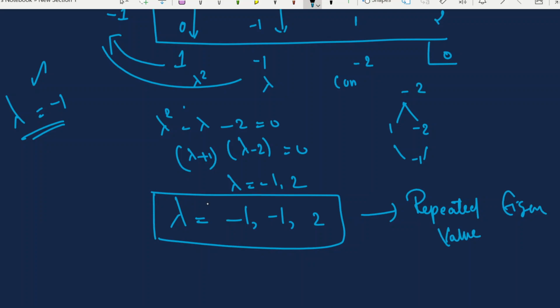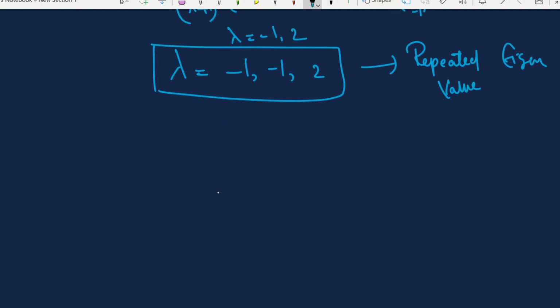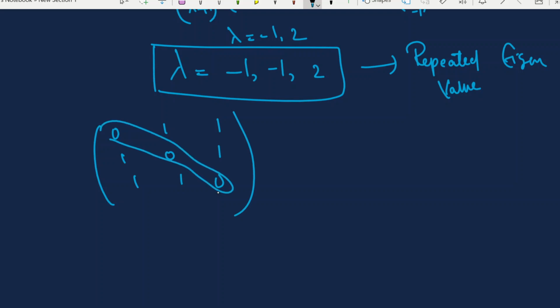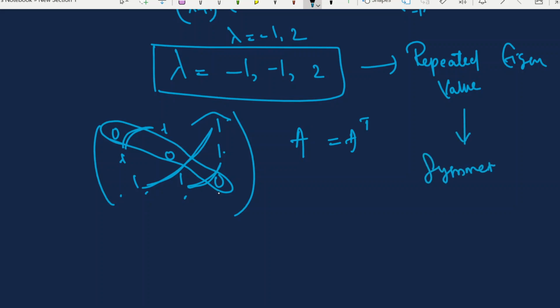For repeated eigenvalues, you have to verify whether your matrix is symmetric or not. This is our matrix: 1 0 1 1 1 0. Except for the diagonal entries, these two values are the same, these two are the same, and these two are the same. That is, if you fold this matrix, these values should coincide. So this is symmetric. Or else you can check the condition A equals A transpose. So, repeated eigenvalues, symmetric matrix.